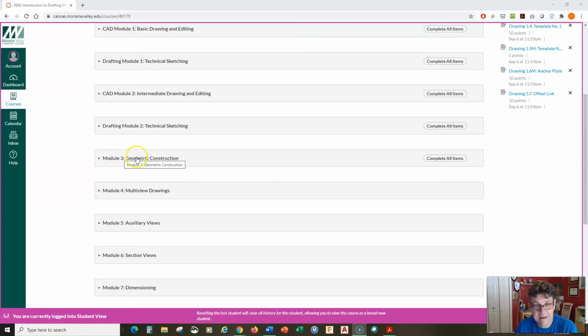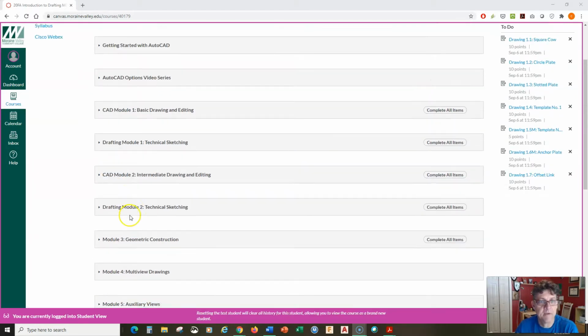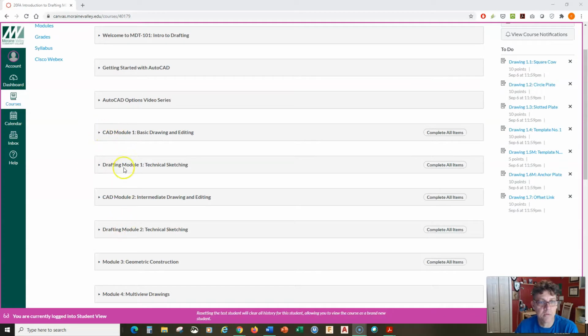After these first two modules, by that time, you should be competent enough. You're still going to be learning, but competent enough with AutoCAD so that we can focus on just the engineering drawing aspect of things using AutoCAD. But in these first couple of modules, like I said, we're splitting things up so that we have the CAD aspect of it and the technical sketching aspect of it.